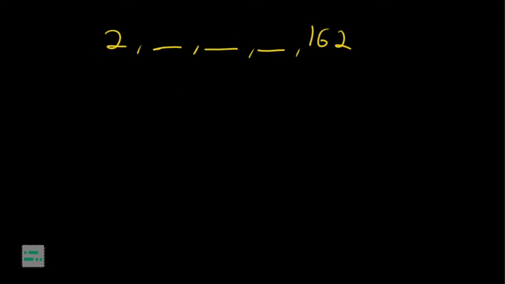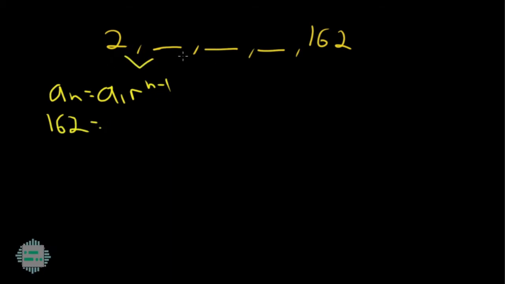What if, gamitin na lang natin yung alam natin na formula for the nth term, which is a sub n equals a sub 1 times r raised to n less 1. Alam natin na yung last term natin is 162. Let's just solve for r para i-multiply na lang natin ng i-multiply to get these terms, the missing terms.